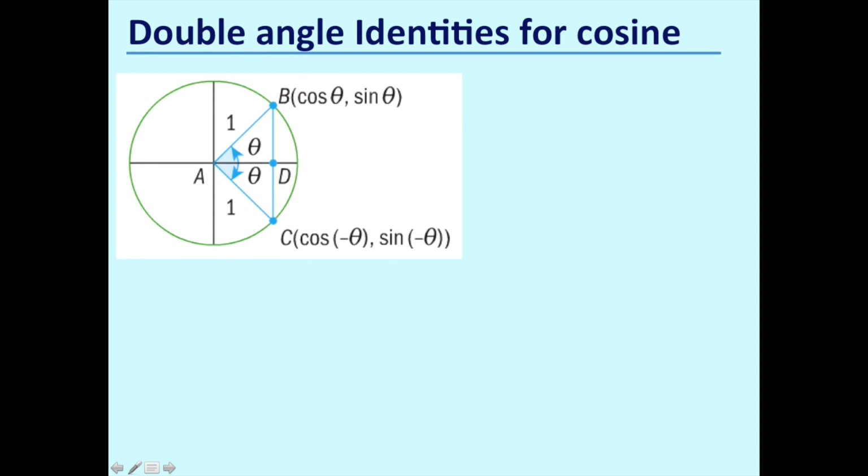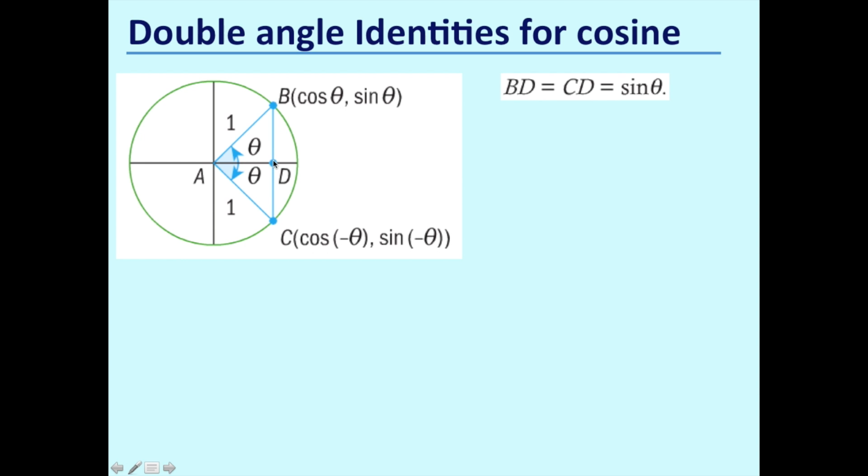What we're going to have a look at today is something called the double angle identities for cosine. So here we've got, again, the unit circle with two triangles, ABD and ACD. If we have an angle here which is the same in both instances, so this angle is theta and this angle here is also theta, BD here would be sine theta. We looked at earlier how the y-coordinate is sine theta.